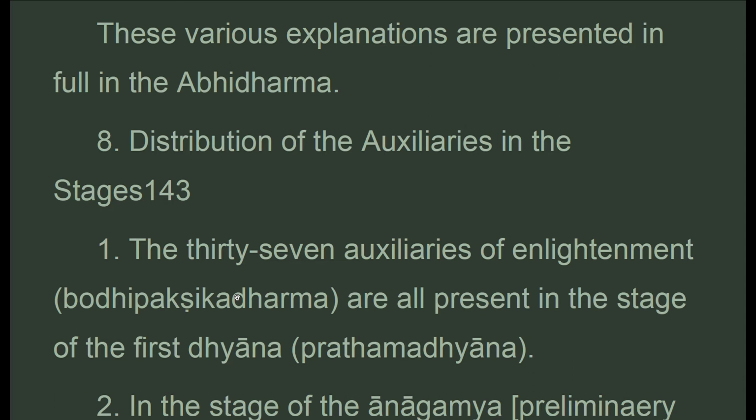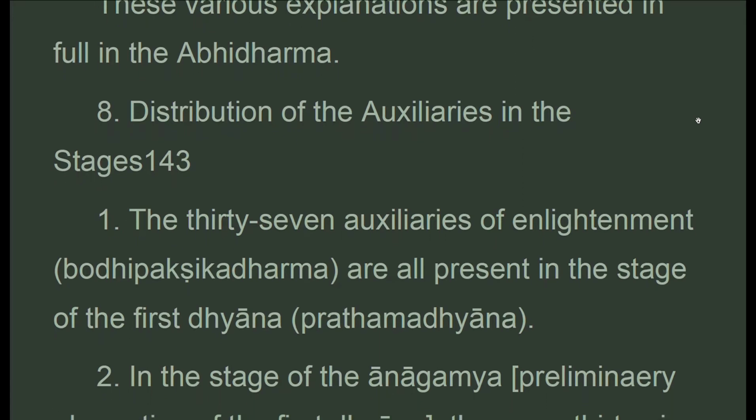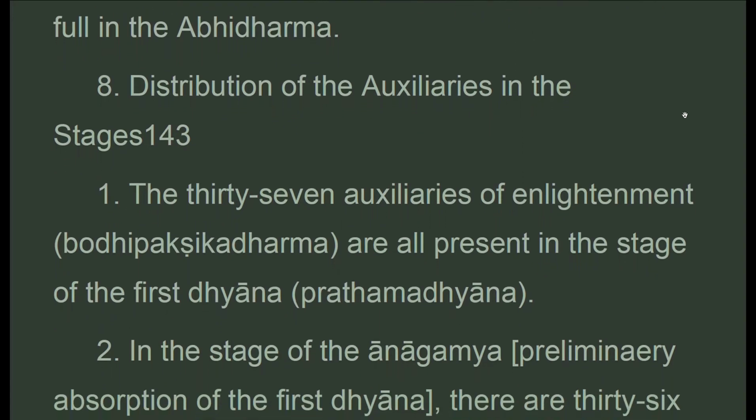Explanations are presented in full in the Abhidharma. 8. Distribution of the auxiliaries in the stages. 1. The 37 auxiliaries of enlightenment are all present in the stage of the first dhyana.